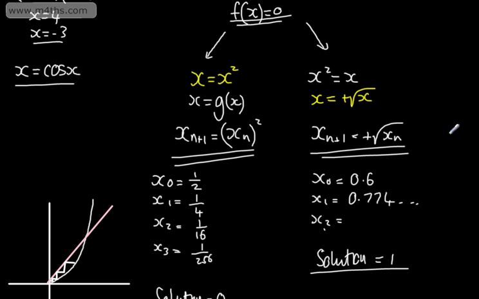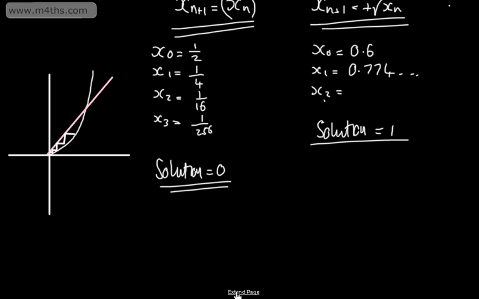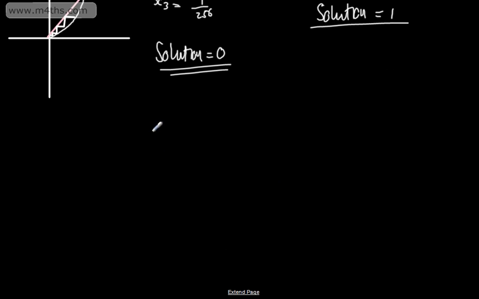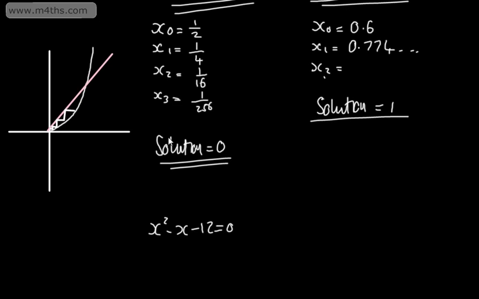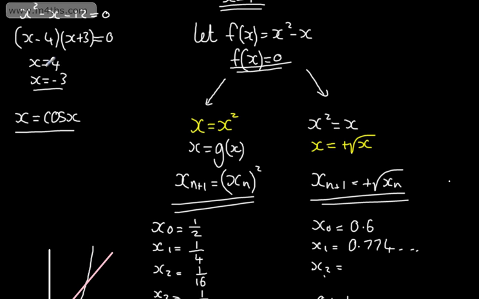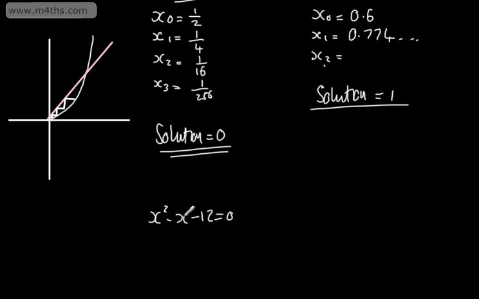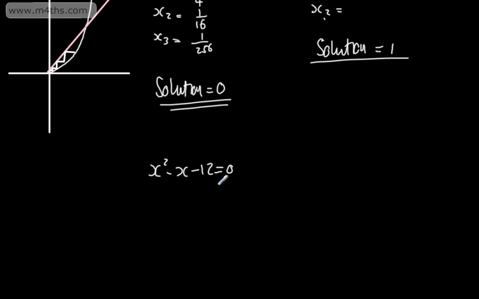So let's look at the one we started with. So what did we have? X squared minus x minus 12 is equal to 0. So we know that the solutions to this are going to be positive 4 and negative 3. We saw that just here. So how could we write this now? So this is f of x. F of x is x squared minus x minus 12, and f of x is equal to 0. So what we might want to do here is write g of x. X is equal to g of x. So let's look at some of the rearrangements we could do.